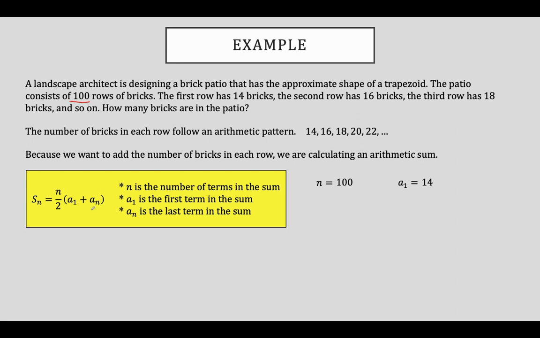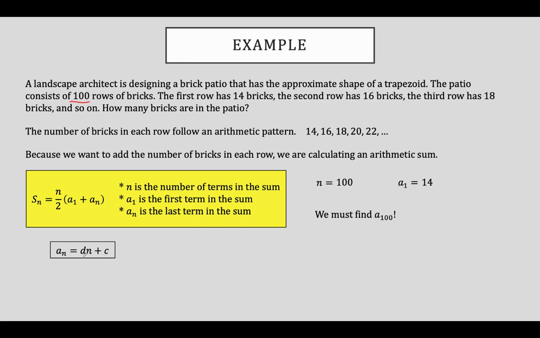And in order to complete the formula, we must know the last term in the sum. That's represented by the number of bricks in the last row, or A subscript 100. Well, how are we going to find how many bricks are in the last row? Let's come up with an expression that gives us the number of bricks in each row. And because we have this linear progression of our terms, we know that it is an arithmetic sequence, which can be represented by A subscript n equals dn plus c. We can come up with an equation that gives us the number of bricks in each row.